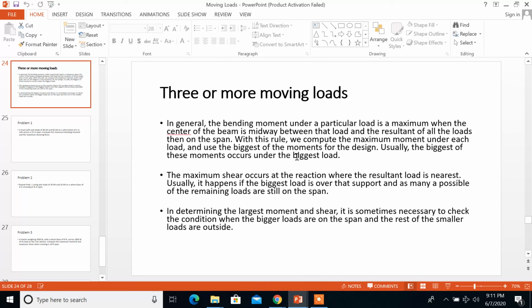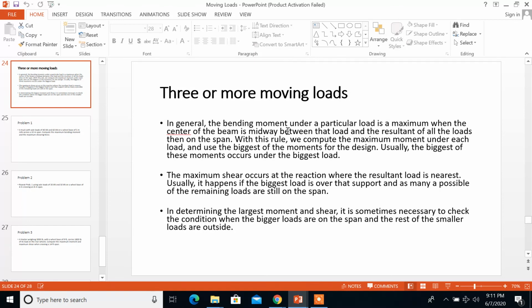So, ayan. Then, the maximum shear occurs at the reaction where the resultant load is nearest. Usually, it happens if the biggest load is over the support and as many as possible of the remaining loads are still on the span. So, in determining the largest moment and shear, it is sometimes necessary to check the condition when the bigger loads are on span and the rest of the smaller loads are outside. So, itong 3 or more moving loads.